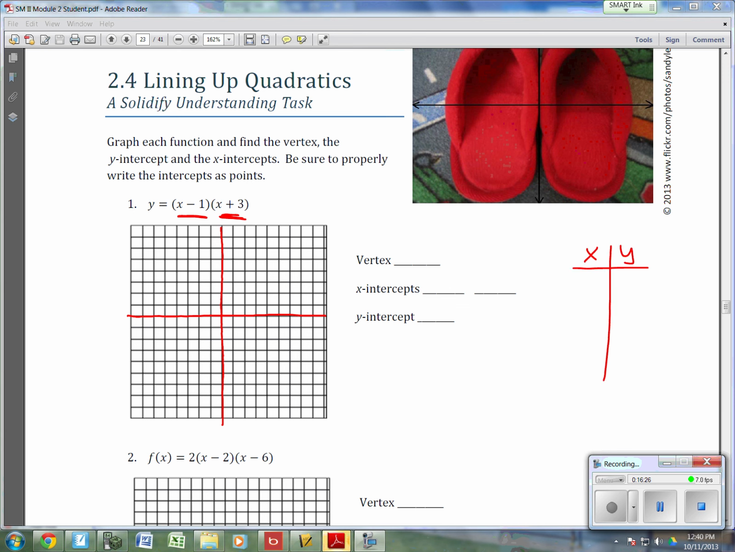Make a table of values. Graph it. And by the way, is this a quadratic function? How do we know it's quadratic? I don't see an x squared anywhere in here. Do you guys see an x squared?